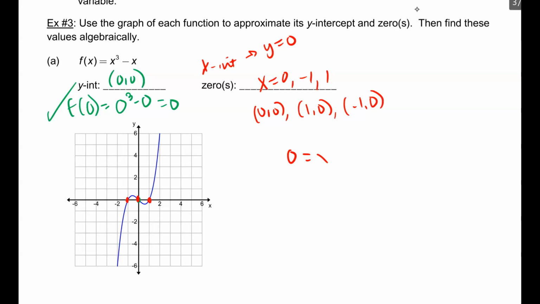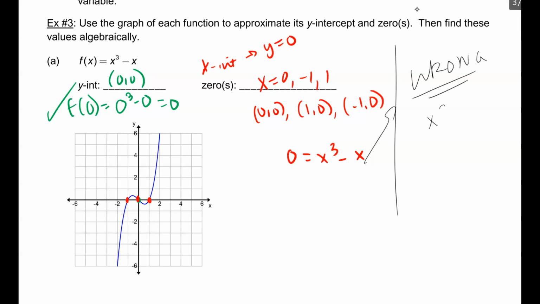So I have 0 equals x cubed minus x. You might be tempted, right? I'm going to show you a wrong way, and I'm telling you it's wrong right now so you don't do it. You might be tempted to say, okay, x cubed minus x equals 0, add x to the other side, and then divide by x and take the square root. No, you can't. If you divide by x and x is 0, that would be undefined. We cannot do this. So do not be tempted to do that.